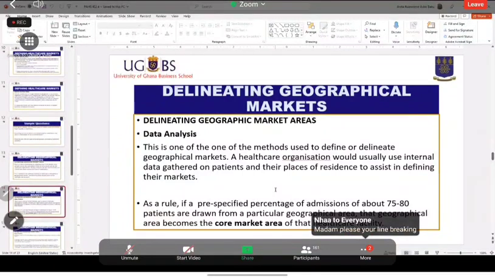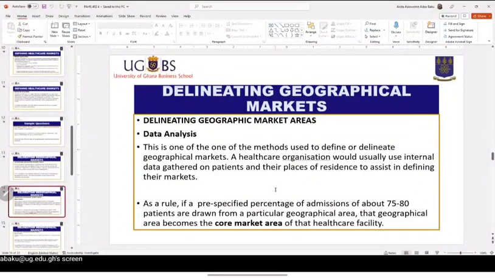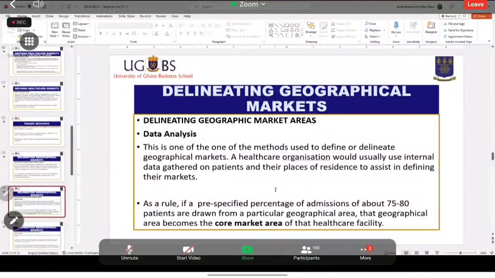So when people come to your facility for the first time, you need to create a folder for them, whether electronically or physically, and you ask them where they live or where they are coming from. Now you can use that data to determine which group of people constitute your core market. When you collect such data and analyze it, you're able to generate a lot of information on your customers. You remember last week we spoke about database marketing, where you generate information on your customers to the extent that you're even able to predict what service they will require next, and you position yourself to be able to provide that service.